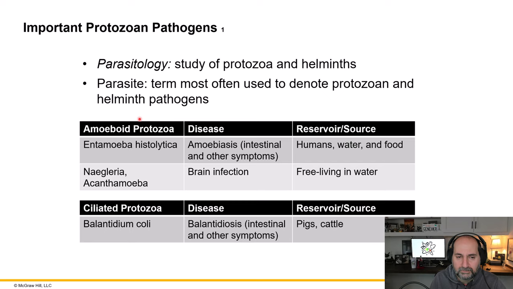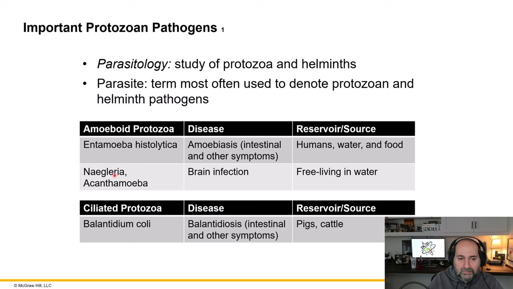So let's look at some organisms that are protozoa that cause disease, starting with amoeboid protozoa. Remember that amoeboid protozoa are the ones with pseudopod motility. Entamoeba, for instance, causes amoebiasis, which is an intestinal disease. Naegleria, there's actually a problem with Naegleria in the southern states of the United States, where this is an amoeba that can get into the brain.